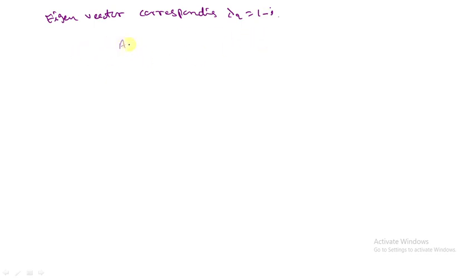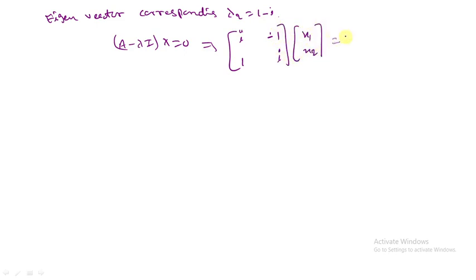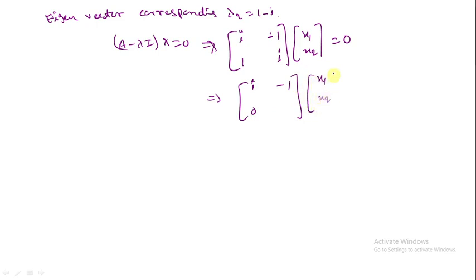Now (A − λI)x = 0. That implies A − λI is the matrix [1−(1−i), 1; −1, 1−(1−i)], which is [i, 1; −1, i], times (x1, x2) equal to 0. The same can be written as [i, 1; −1, i] times (x1, x2) equal to [0; 0].